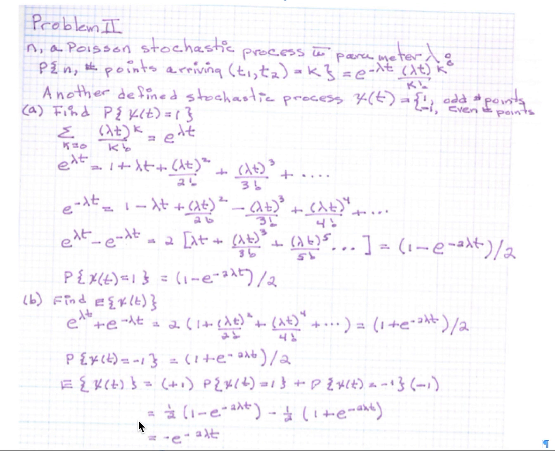And when we substitute the probability factors, we end up with 1/2 times the probability for the odd minus the probability for the even points, which summarizes to minus e to the minus 2 lambda t. Sorry for the stumbling through there. Thank you.